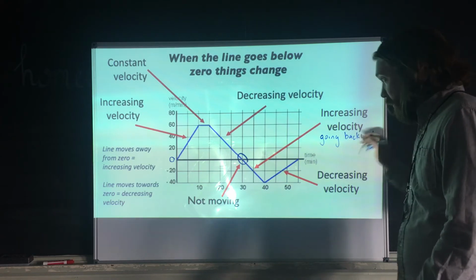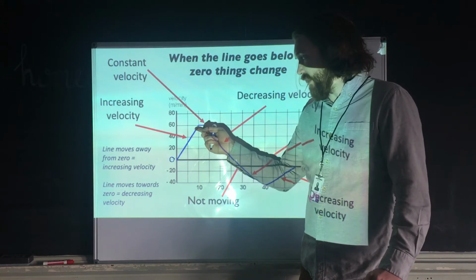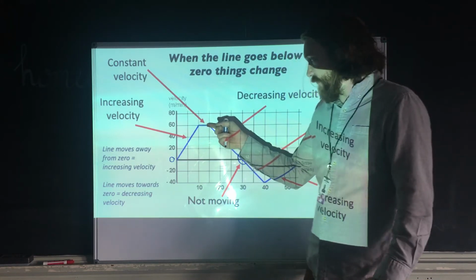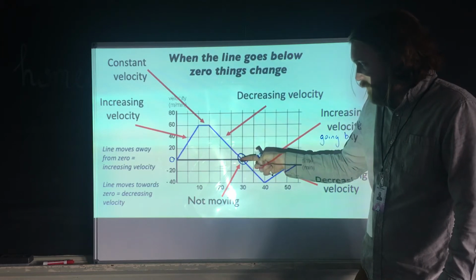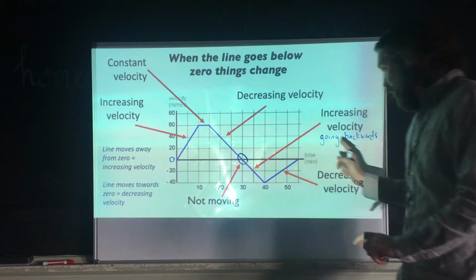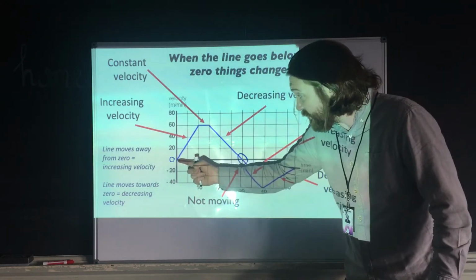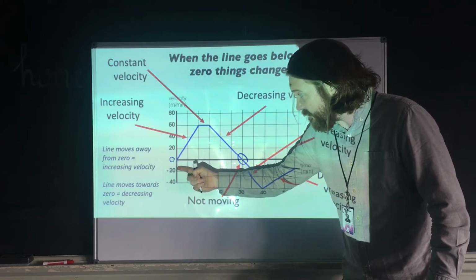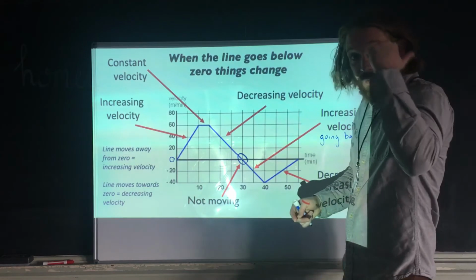Meaning, here you move forwards, your velocity was increasing. You have a constant velocity, this is where you're going the fastest. Now you're slowing down, slowing down, slowing down. You stop. Now you're speeding up, going backwards in the opposite direction, right? Because you're moving away from 0. You're going from 0 to -5, -20, -30, -40. You're speeding up. You're just going backwards.